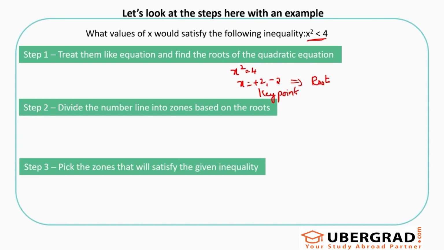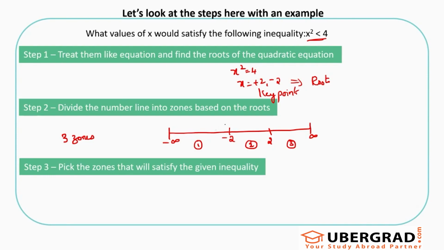So now draw the number line. The second step is to draw the number line. Because there are two key points, minus 2 and 2, plot them on the number line. Minus 2 is here, 2 is here. Because of this, you will divide the number line into 3 zones. If there are 3 key points, you will divide into 4 zones. If you have 2 key points, you will divide into zone 1, zone 2 and zone 3. Basically 3 different zones.